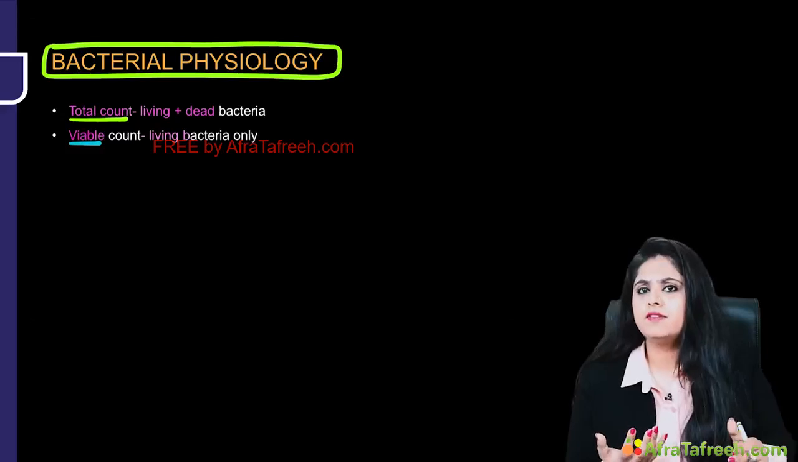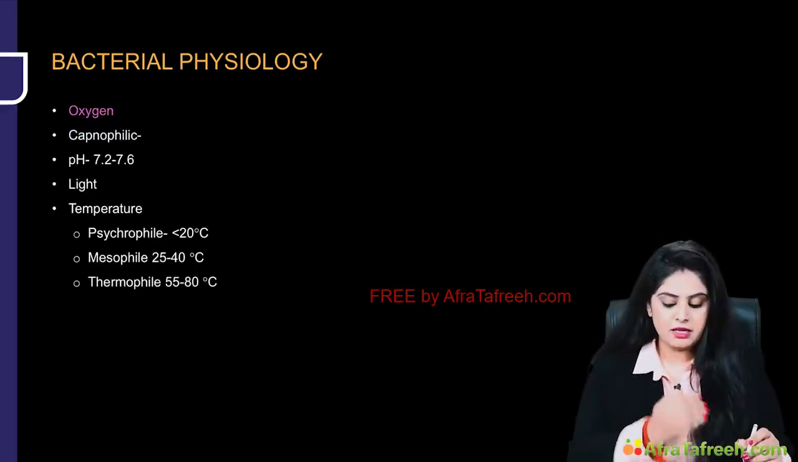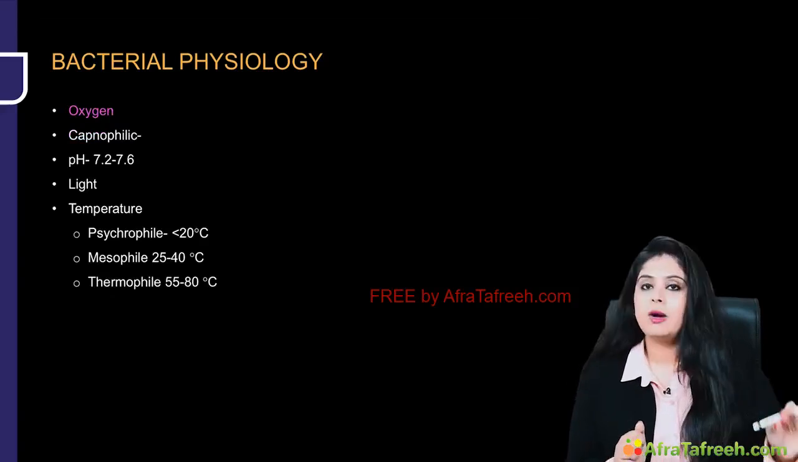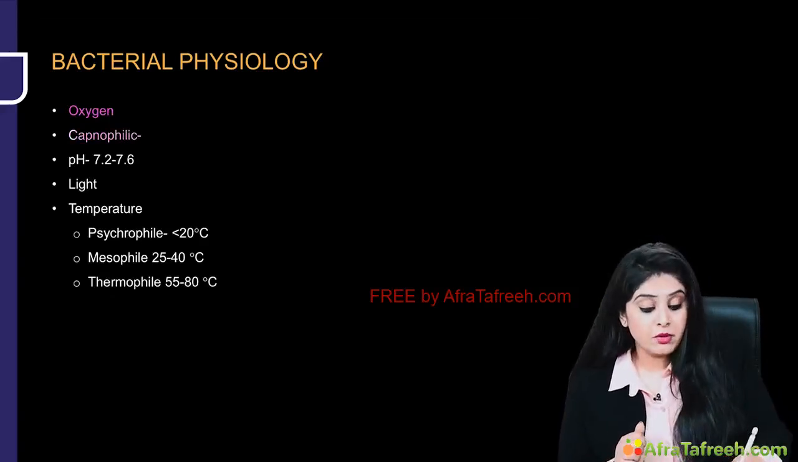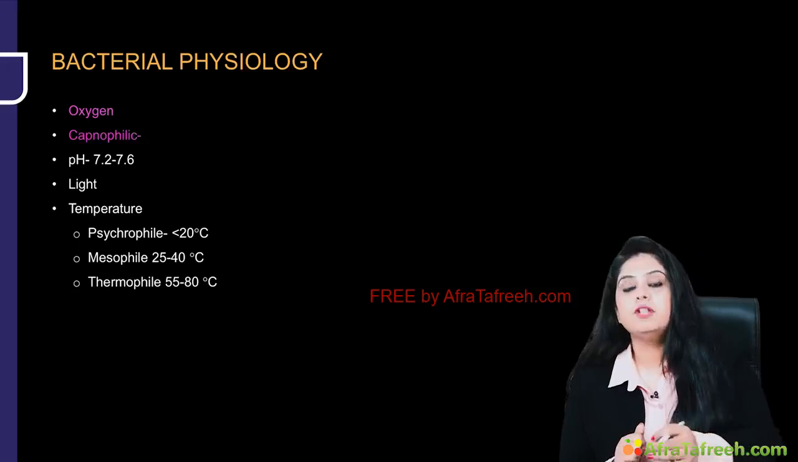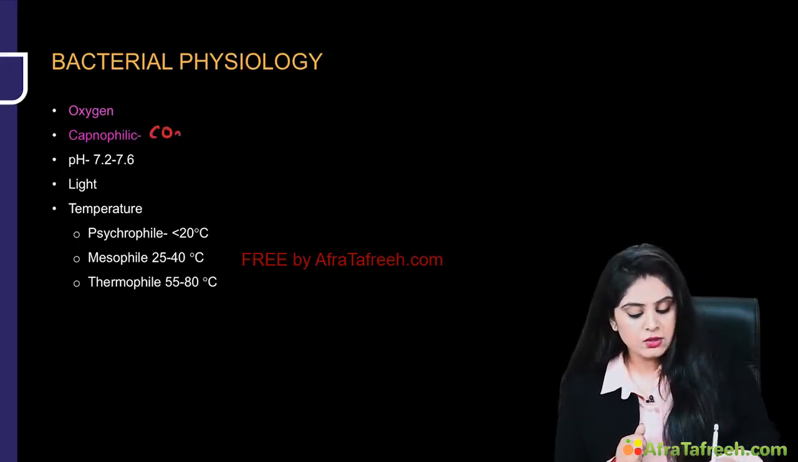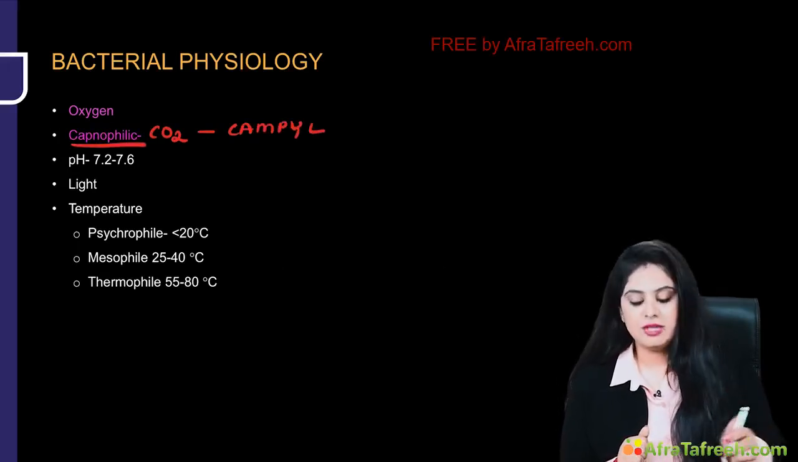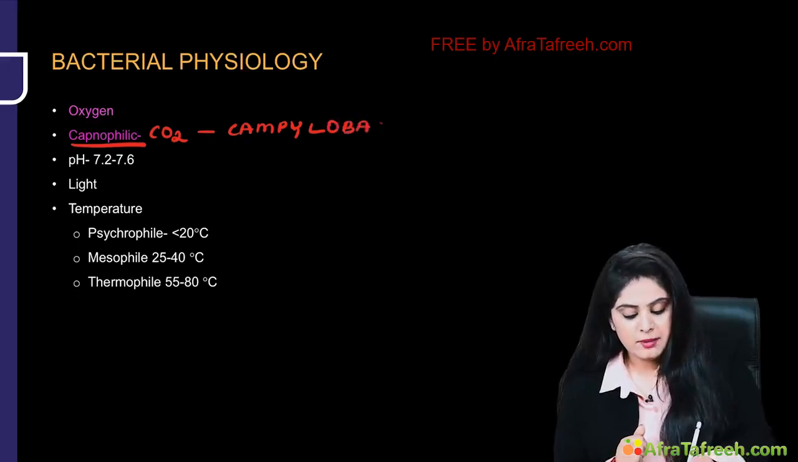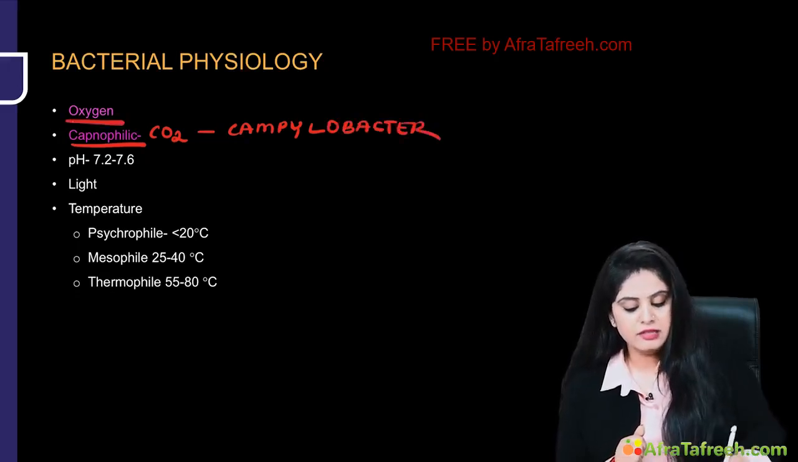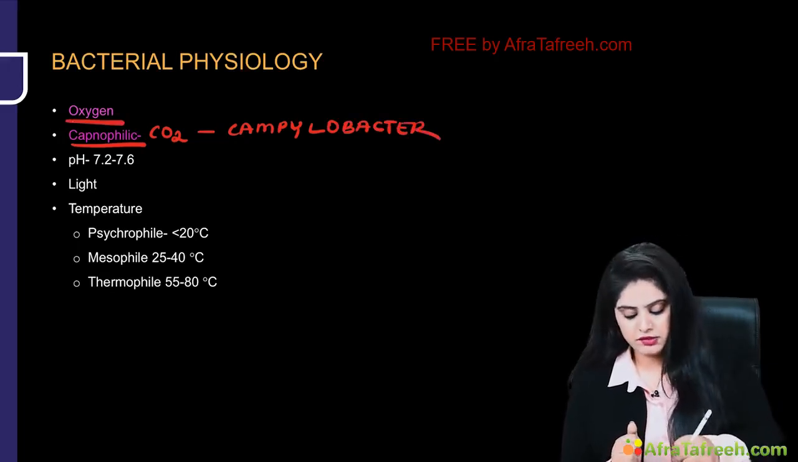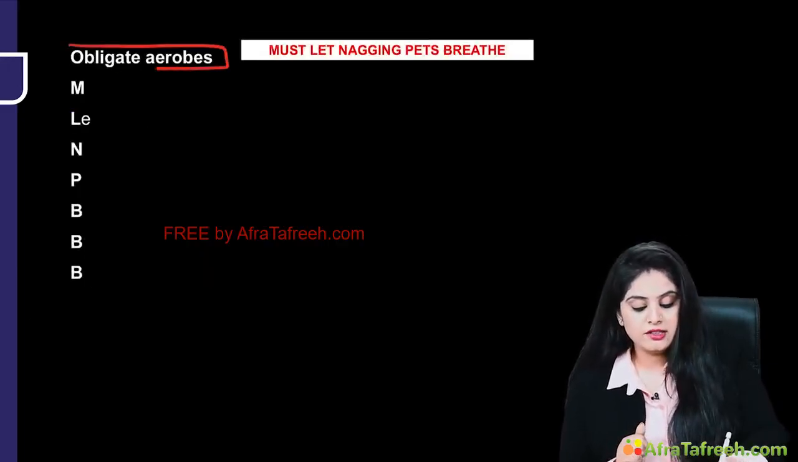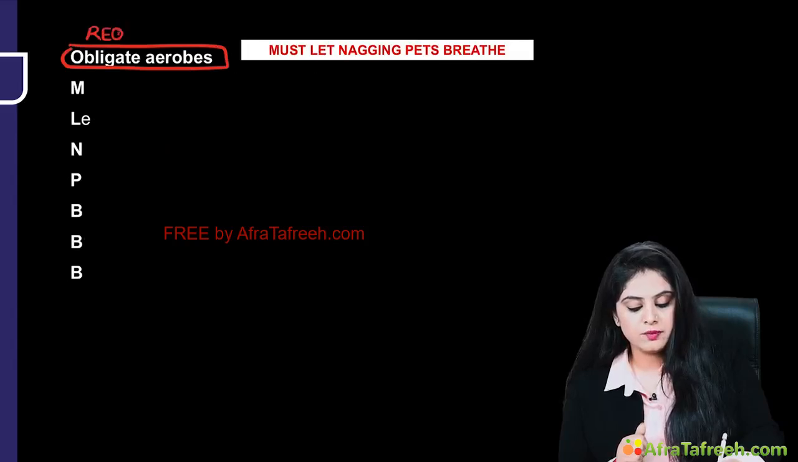So what does it need to survive? It definitely needs oxygen. One by one, I'll pick up all of these. Some of them will require oxygen, some of them will not. Some of them will require CO2, some of them will not. For the time being, let me tell you that the one that uses CO2 is going to be Campylobacter. Capnophilic means CO2 loving, and that is going to be Campylobacter. Whereas what about oxygen? Either they will need oxygen or they will not. First I would want to tell you which are the organisms that are going to require oxygen.